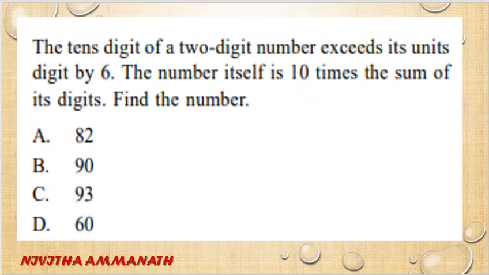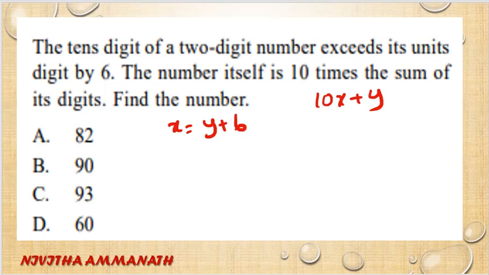The tens digit of a 2-digit number exceeds its unit digit by 6. The number itself is 10 times the sum of its digit. Find the number. So, the tens digit of a 2-digit number exceeds its unit digit by 6. The number is 10x plus y. So, x equal to y plus 6.